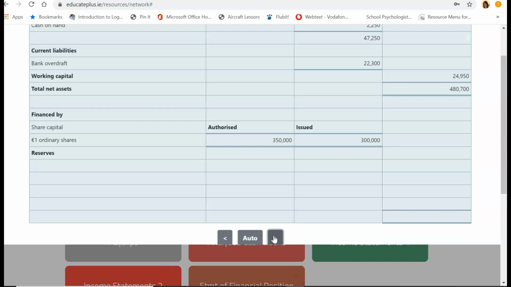Then we have our reserves, which is the profit and loss balance on the first of the first 16. Also we have our retained earnings, the figure at the end of the income statement, which is 61,750. We also include the long-term liabilities because we have a long-term loan of 70,000. We add up those four figures and we get 480,700. So we're balanced. That's correct.